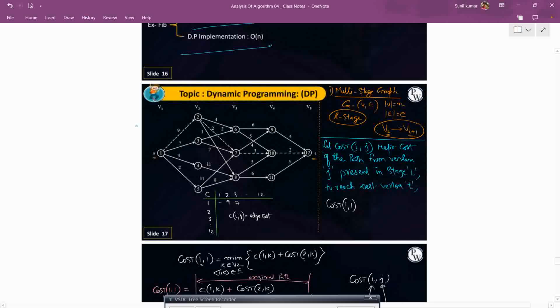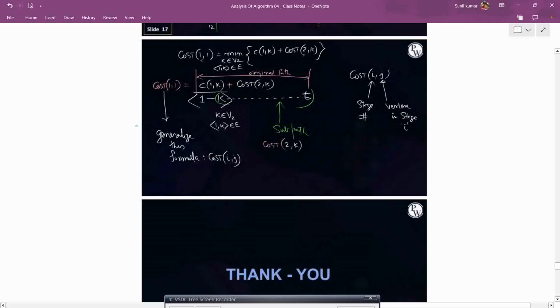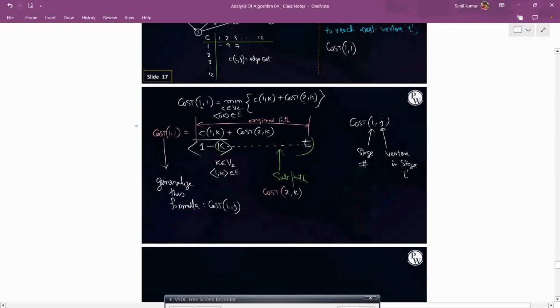Let cost(i, j) represent the cost of the multi-stage graph. We will discuss in the next video how this multi-stage graph works. I think I discussed this earlier, but it's good to have it here also. I will revise this later, and we will discuss it again.